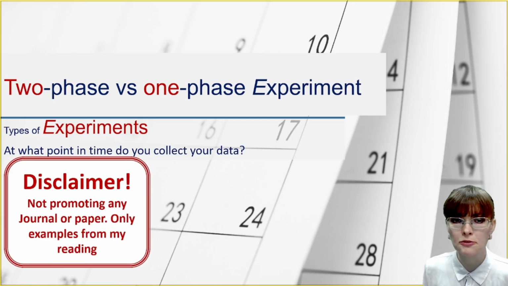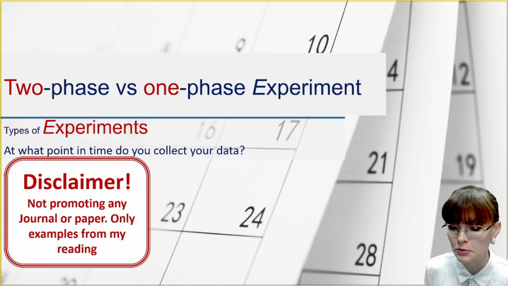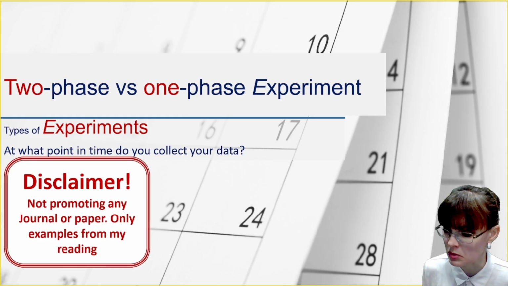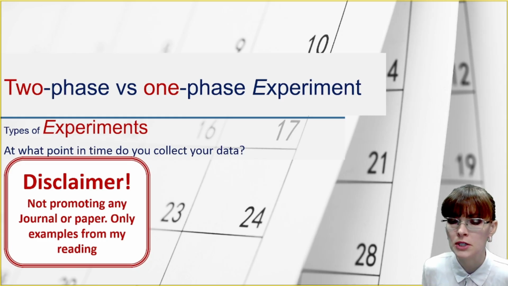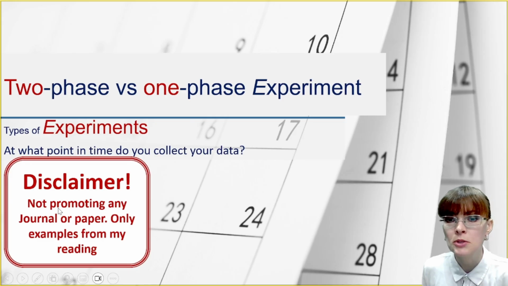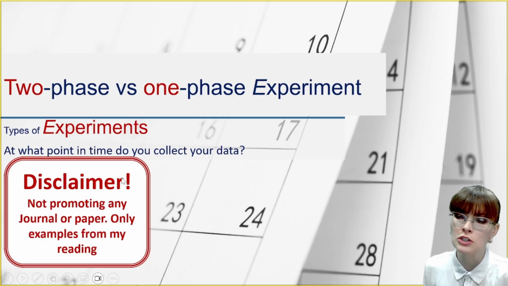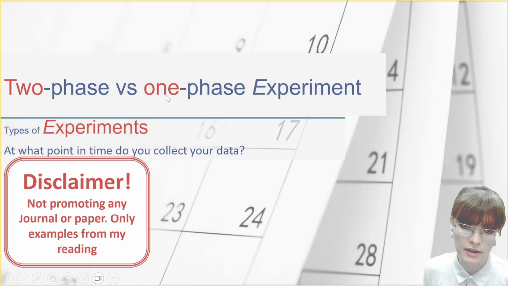Before I proceed any further, a bit of a disclaimer. I will be using examples from several academic papers. I'm not promoting those journals, I'm not promoting those papers. They come from my wider readership of the literature, my desire to understand experiments because I love them, and I'm using them only as examples for you to understand what a two-phase versus one-phase experiment can look like.